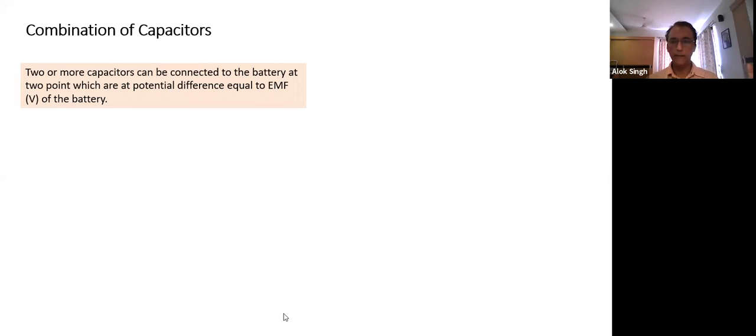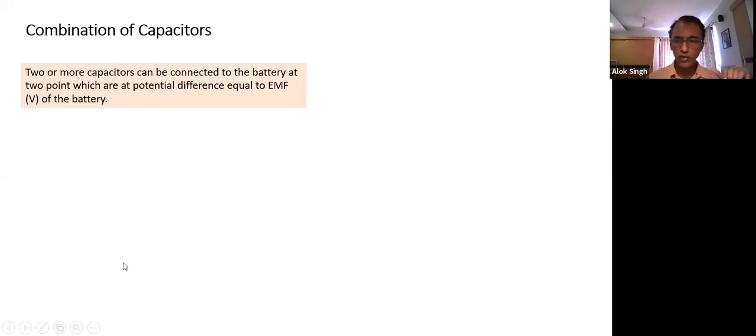If you have a number of capacitors, they can be connected in a circuit in a variety of arrangements. If you have a number of capacitors connected in a circuit to a battery or whatever, how would they behave? So we are looking at a combination of two or more capacitors. Let's go through the combination.